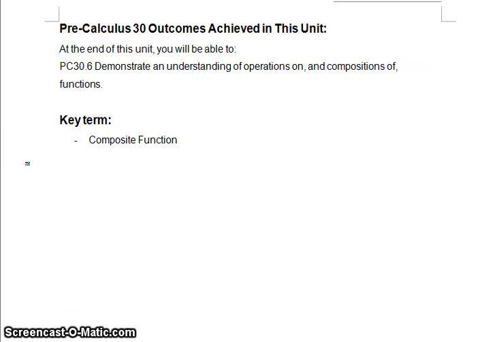One key term that we're going to be looking at in this chapter is a composite function. This is until our last lesson of the unit, so you won't have to worry about that just yet. We're just going to be focusing on the basic operations until 10.3.